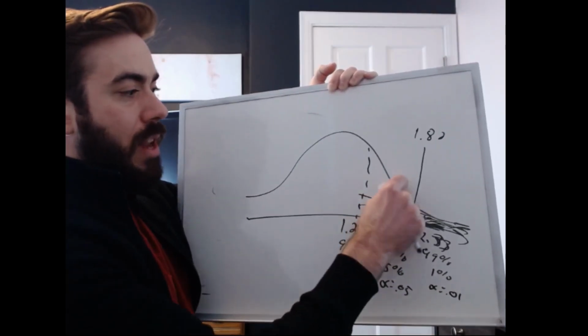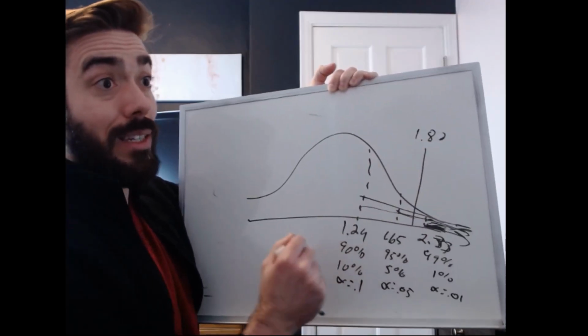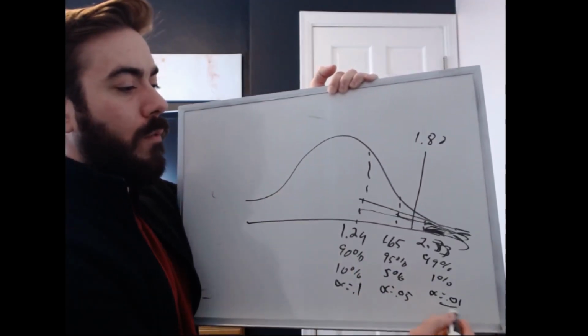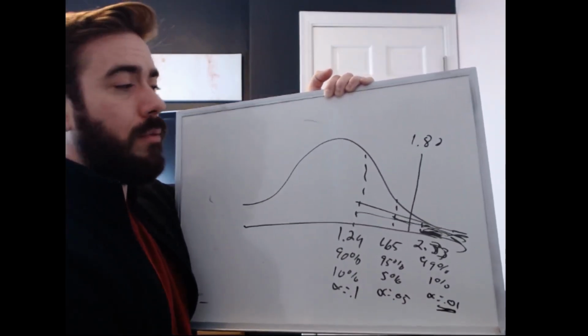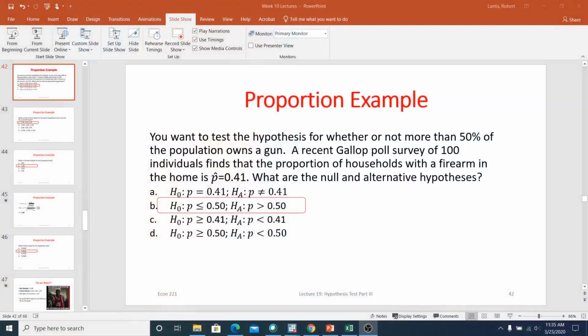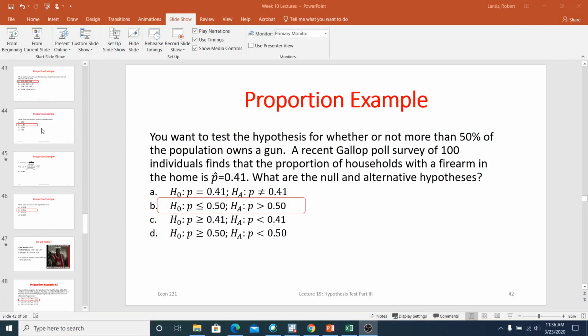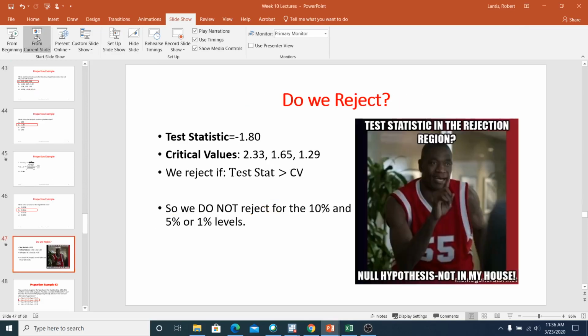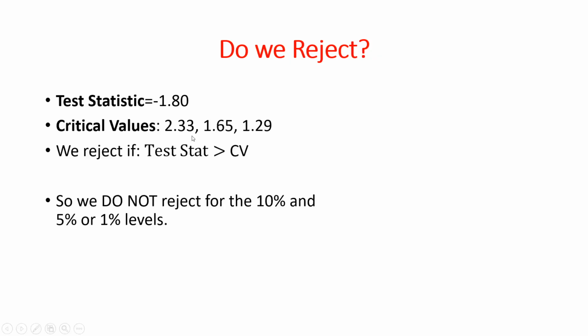So we reject at the 90 and 95% if our test statistic was positive 1.8, we would fail to reject at the 99% level. Okay? So that's how we would work through an example with proportions. Kind of a nice summary slide here. We fail to reject at every single level, whether or not we use the p-value or the critical value approach. It doesn't matter there. Okay?